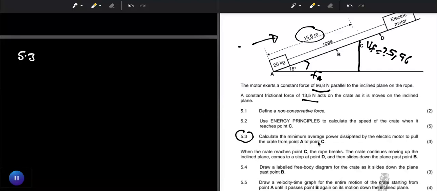Okay, they say here calculate the minimum average power dissipated by the electric motor to pull the crate from A to C. From point A to C, they want the power. So there's two formulas for power. The first one says P, power, is the rate at which work is done, and power equals force times V average.